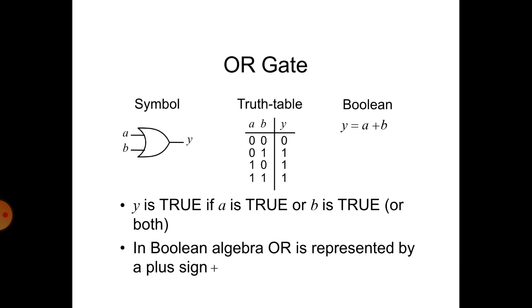Now the OR gate. The OR gate means the addition operation. This is a simple diagram. A and B are the inputs and Y will be the output. The truth table: A and B are 0 0. How many combinations? 4 combinations: 0 0, 0 1, 1 0, 1 1, and Y will be 0 1 1 1. If any one of the inputs is 1, or both inputs are 1, the output will be high. The Boolean expression is Y equals A plus B.